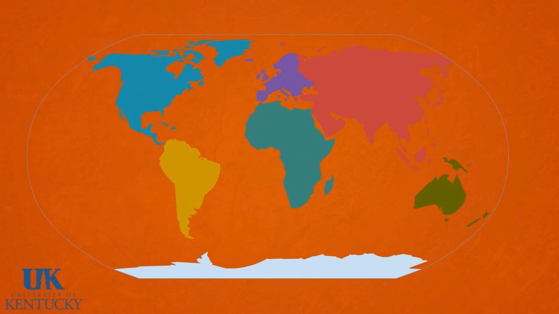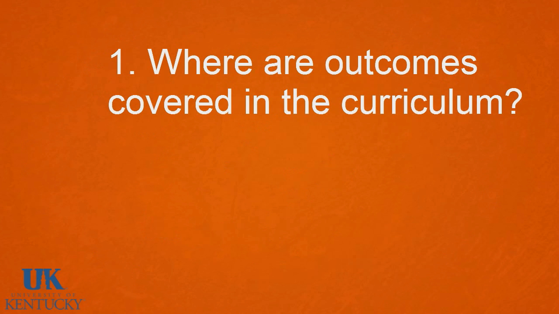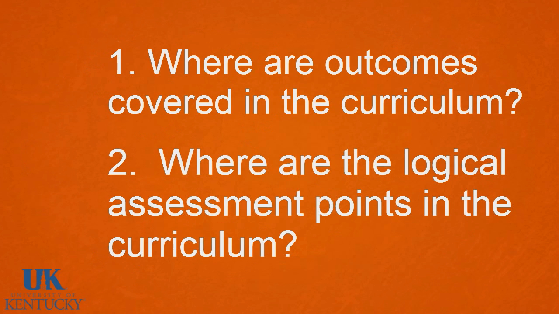Now that you've written or edited your program's SLOs, it's time to map them to the curriculum. Curriculum mapping serves two main functions. First, it helps program administrators and faculty know where the outcomes are covered or not covered in the curriculum. Second, curriculum mapping helps to define the appropriate assessment points in your assessment plan.